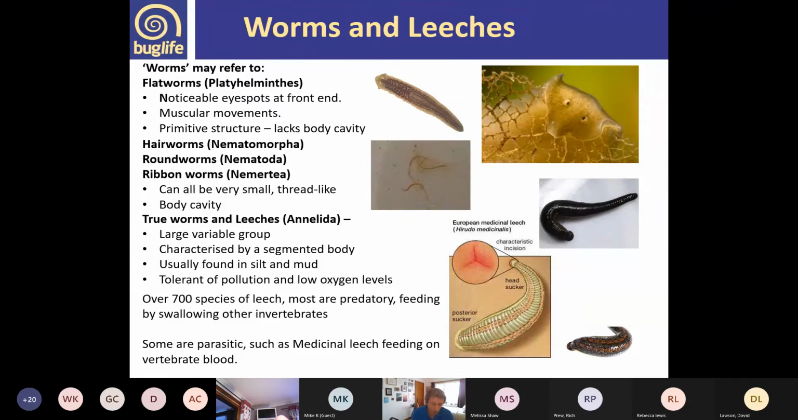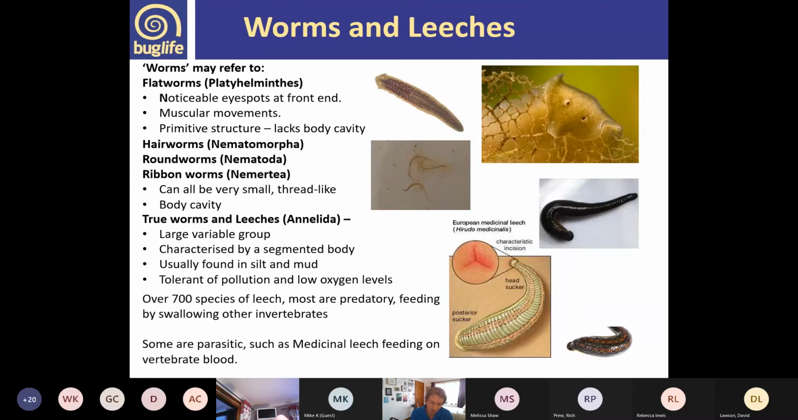You've got flatworms, which are very simple organisms with no body cavity, two distinctive eyes and a flattened body that enables them to be a lot more streamlined and able to live in flowing water.